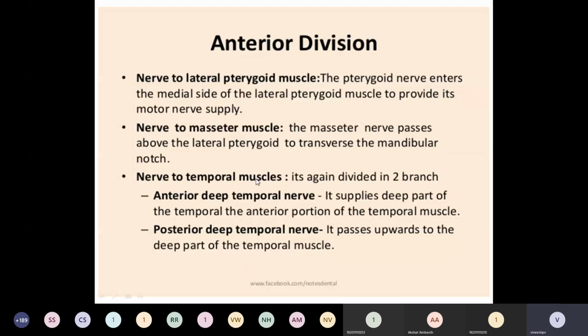Then the nerve to the temporal muscle. You studied in the maxillary artery that there are two deep temporal branches. Here also there are two deep temporal nerves, the anterior deep temporal nerve and the posterior deep temporal nerve. The anterior deep temporal nerve supplies the deep part of the temporalis muscle at its anterior portion, and the posterior deep temporal supplies the posterior part of the temporalis muscle. Only this much about the anterior division.